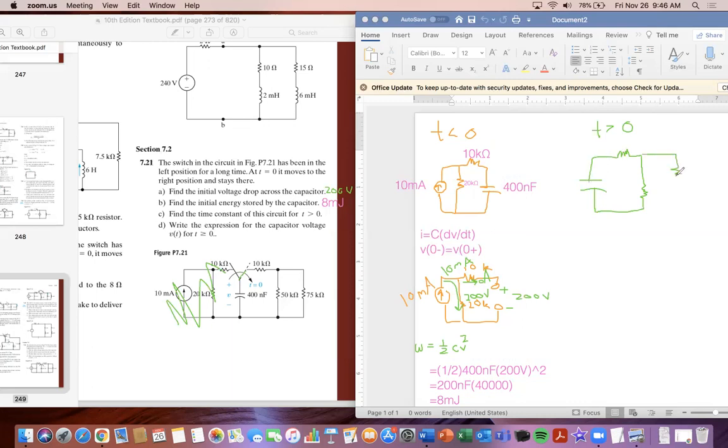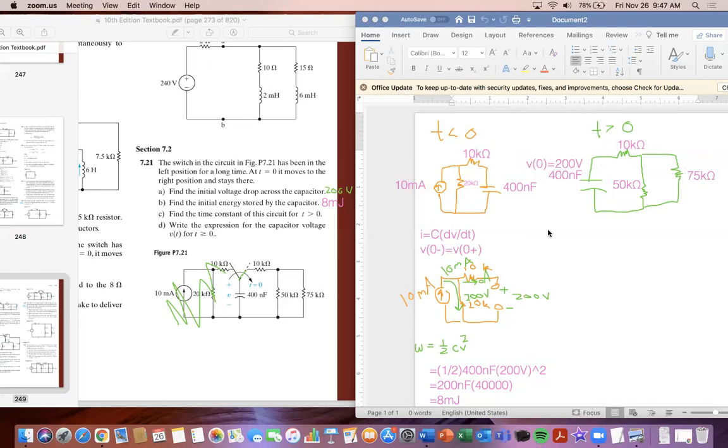And then here we have, okay. And at this point, we have a 10K ohm. We have a 50K ohm. And here we have a 75K ohm. And then for a capacitor value, we have 400 nanofarads. And we just calculated, remember, the voltage can't change instantaneously for a capacitor. So initially, what it has is that 200 volts here. So I'm going to say V0 is equal to 200 volts.